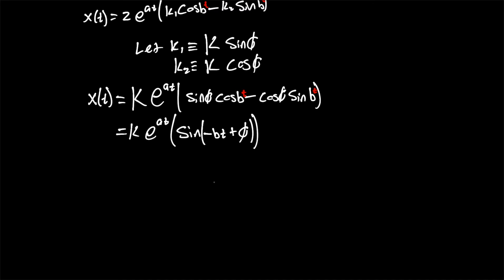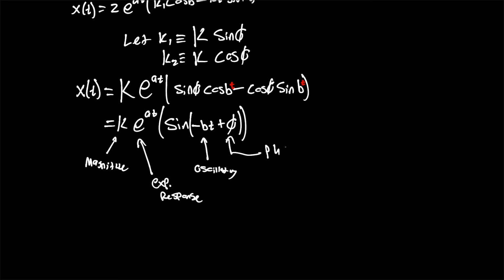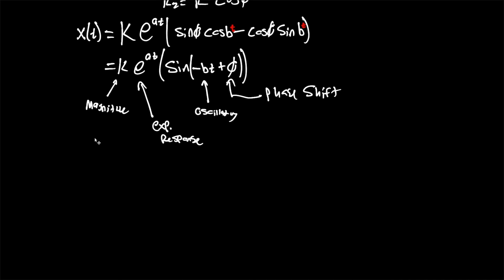And again, basically what this tells us is we have our magnitude, we have our exponential response or decay, we have our oscillatory response, and we also have a phase shift, which basically tells us if the function is rotated by any number of degrees when it starts.